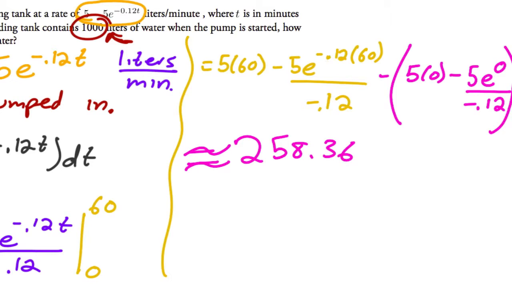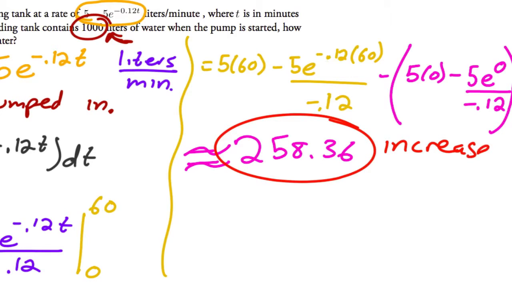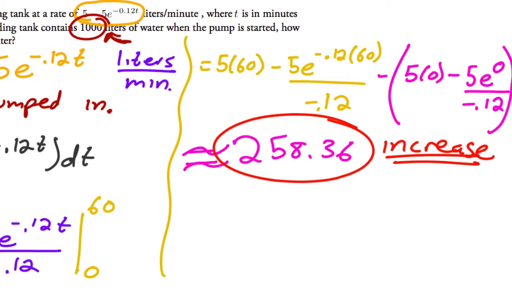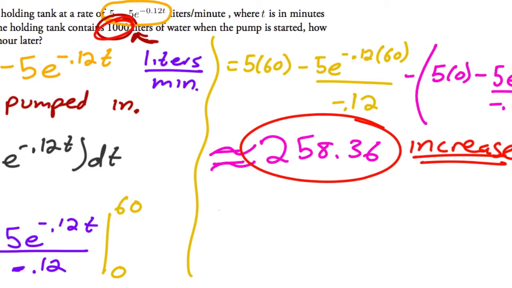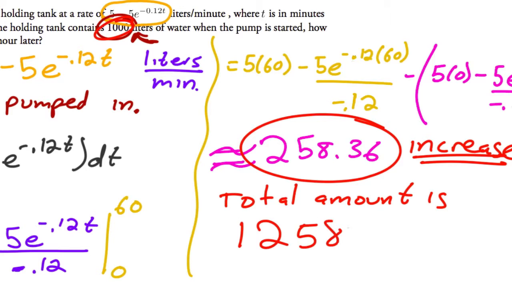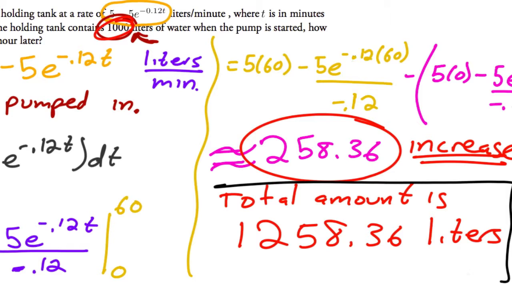Now, this isn't the amount of water that you have. This is the amount of increase that you had in water. Of course, if it had been negative, it would have decreased, meaning water was pumped out. But since you started off with 1,000, the total amount of water is 1,258.36. What are the units? Liters. And that's it.